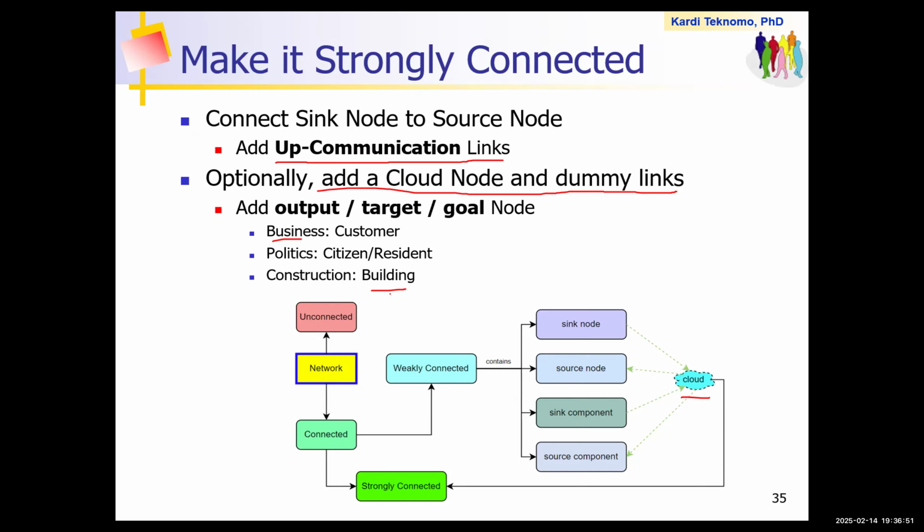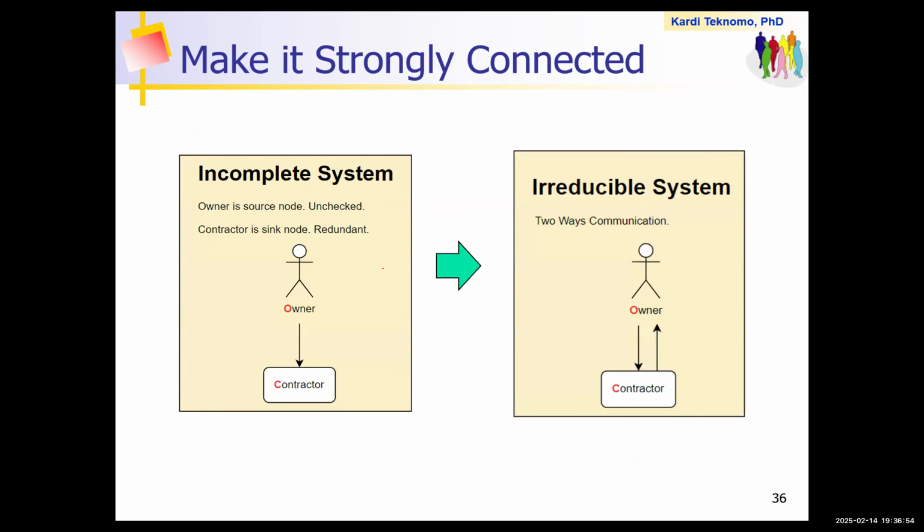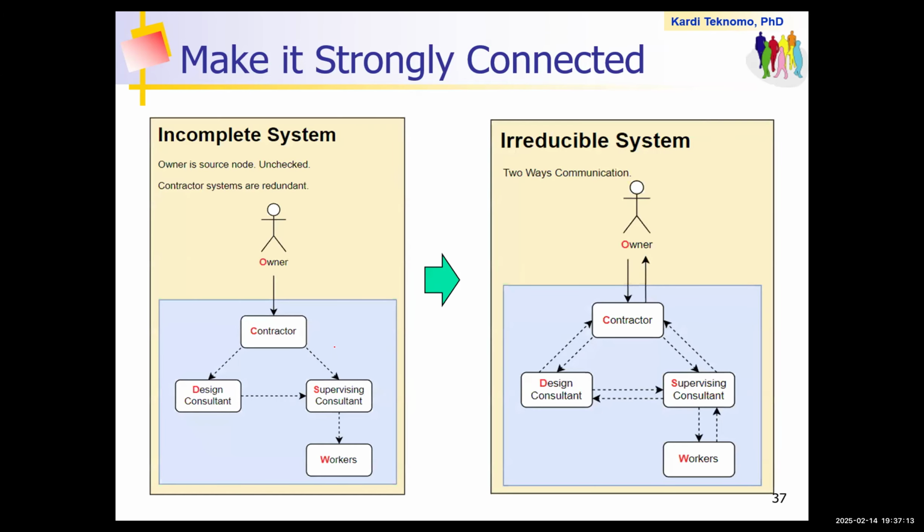So I give you an example so that you can get clarity. Remember, this is an incomplete system from a while ago, right? The owner and the contractor. How to make it an irreducible system? You just add communication here. Is it clear? The same thing. This is an incomplete system on the left. Then you can make it two-way communication, and it becomes an irreducible system. Simple or not?